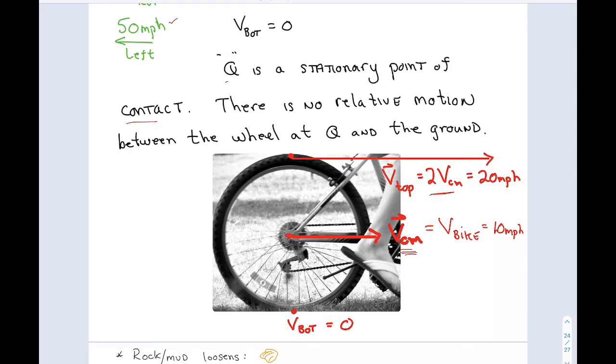If this person on the bike has a speedometer that reads 10 miles per hour, the seat of the bike is going at 10 miles an hour to the right. If their lunch is in their backpack, that lunch is moving to the right at 10 miles per hour. This little axle, the center of mass, is moving to the right at 10 miles per hour, but the top of the wheel is moving at 20 miles per hour, because what is the top of the wheel doing that the bike seat is not doing? The top of the wheel is also rotating. So two different points of the wheel have different velocities, and the bottom of the wheel we said had a relative velocity of 0 with respect to the ground.